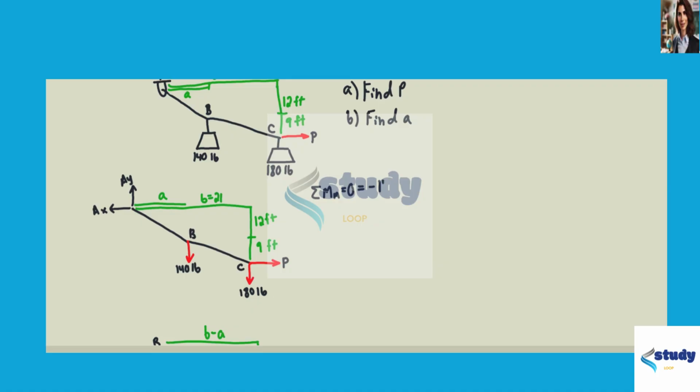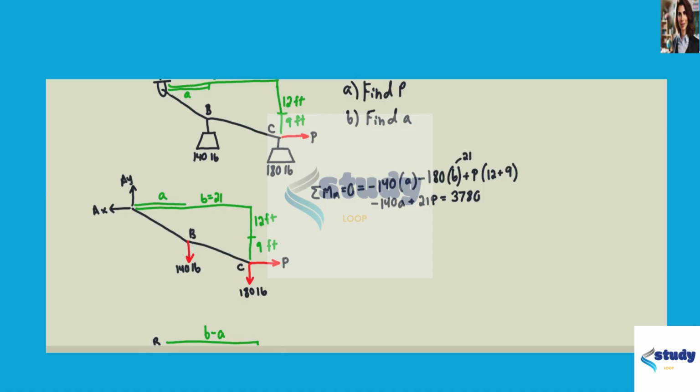I'm going to do negative 140, which is the weight at B, times a, because that is the horizontal length between A and B, minus 180, which is the weight at C, times b, because that is the horizontal length between A and C, plus the force P times 12 plus 9, because that is the vertical distance between A and C. I'm going to go ahead and simplify. So that's negative 140a plus 21P. We're going to move the weight at C over to the other side and simplify, because b is 21, so it's 3,780.